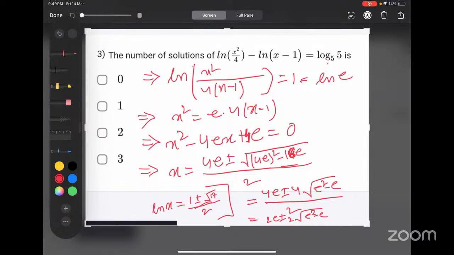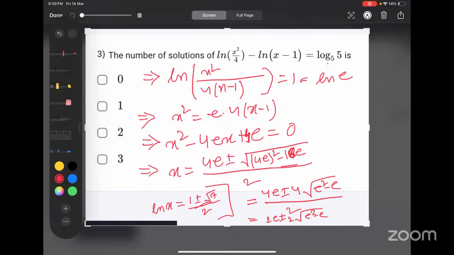Ma'am, this first equation, can you explain? Ln of x square by 4 into x minus 1. So we apply the division rule. Then log 5 is 1. Log e is also 1. So we can take ln e instead of 1, right? Then it makes sense. We can cancel it out.